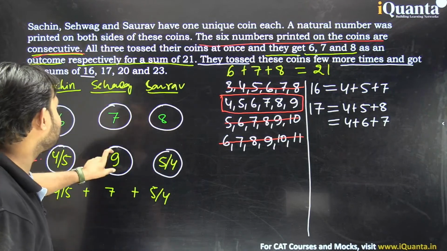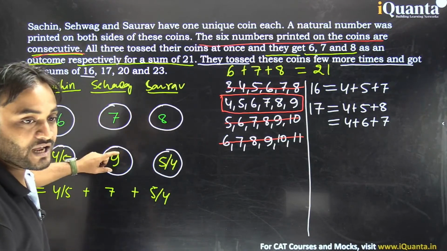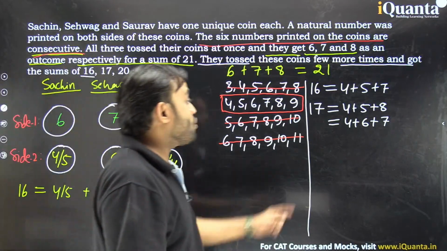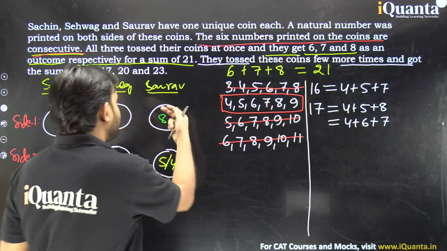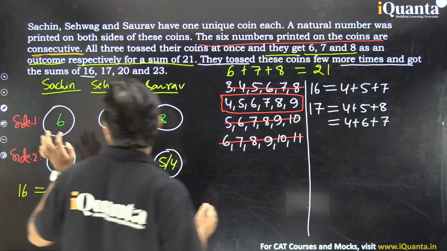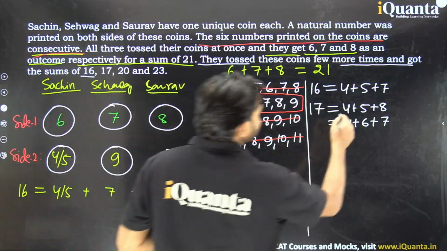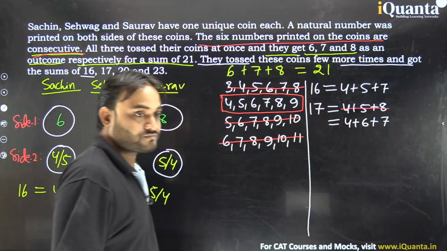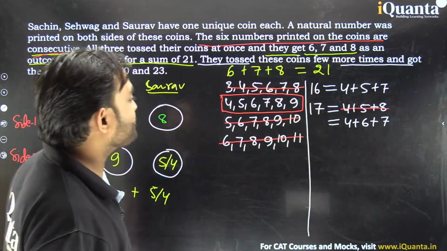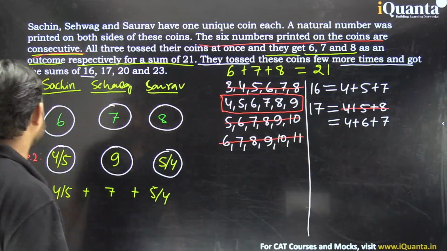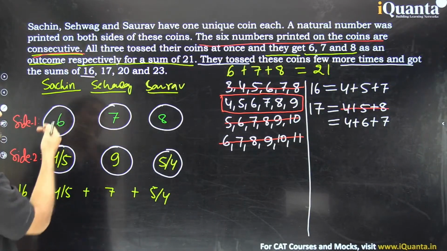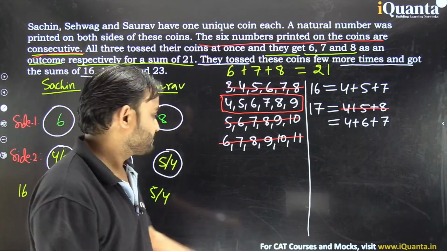This means 9 is written on Sehwag's coin, it's written against 7. Okay, so can we say that against 8 it's either 4 or 5? It means this case is not possible. 4 plus 6 plus 7, 4 plus 6 plus 7 is possible. It means 4 cannot be against 6, right? 4 cannot be against 6.